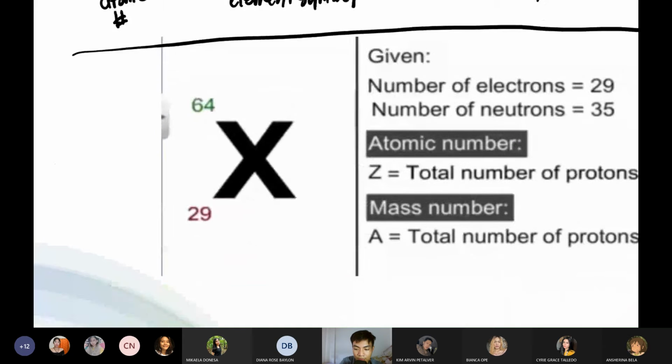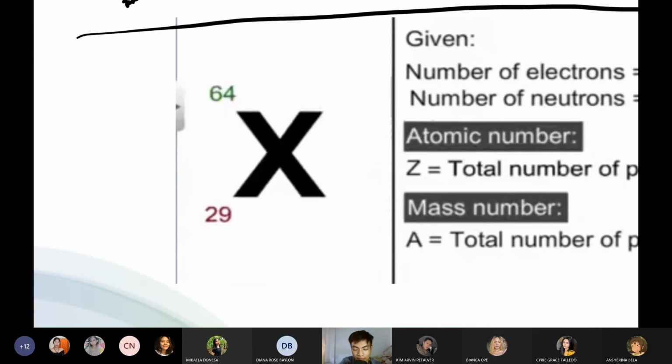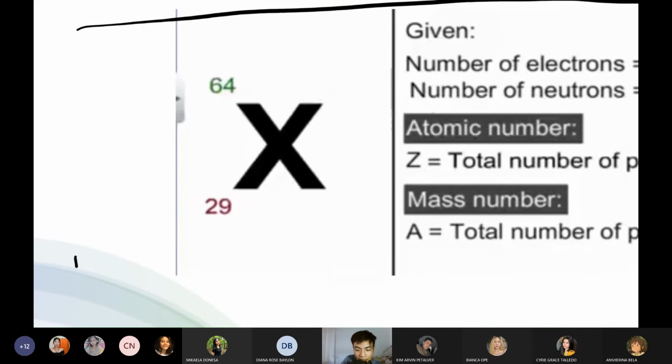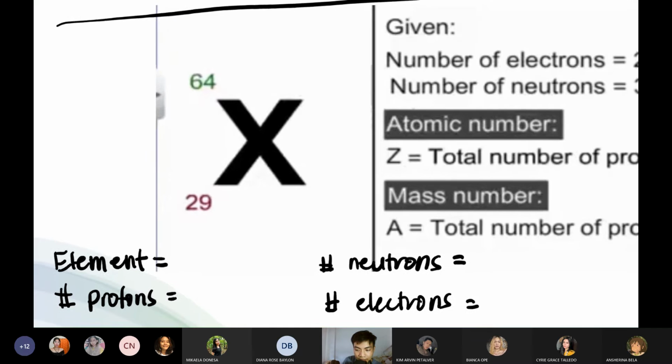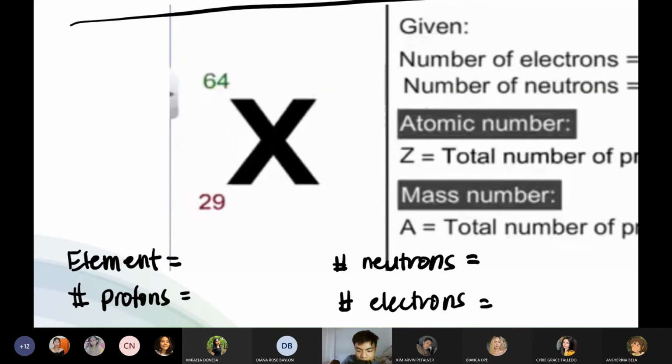So let's look at this example here, although there is already an answer on the side. Using this symbol, let's find out which element it is. Let's identify the number of protons, the number of neutrons, the number of electrons, and its charge. If you are given this symbol, you can identify all these five pieces of information. So how do you do that?